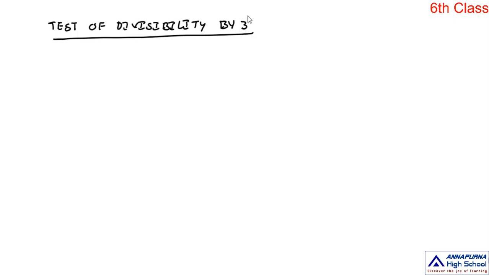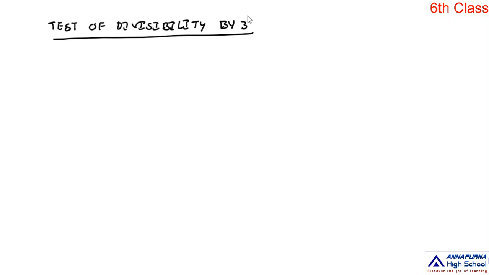First we check whether the sum of its digits is divisible by 3 or not. If it is divisible by 3, then the given number is divisible by 3. If it is not divisible by 3, then the given number is not divisible by 3.